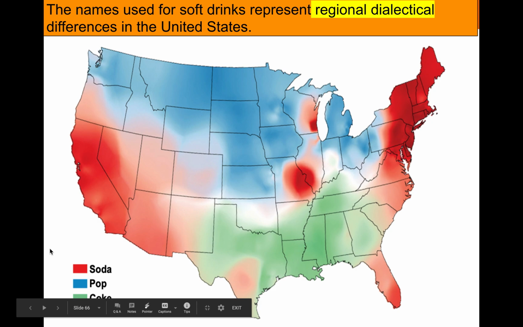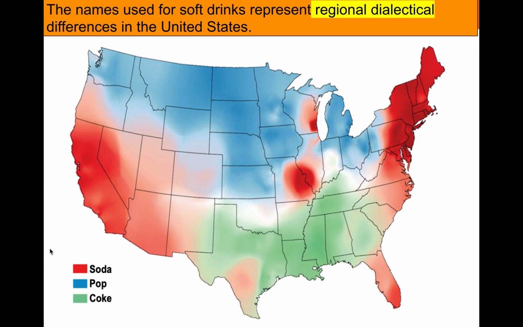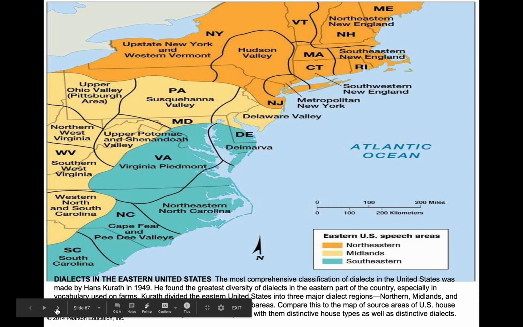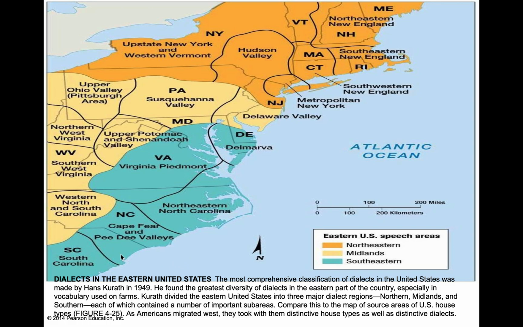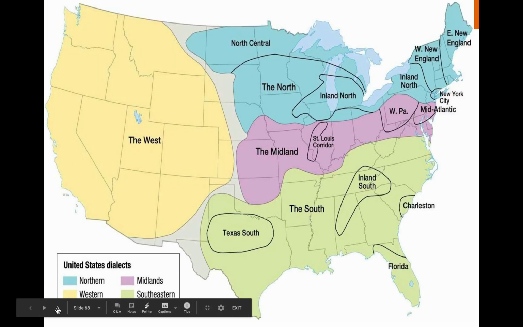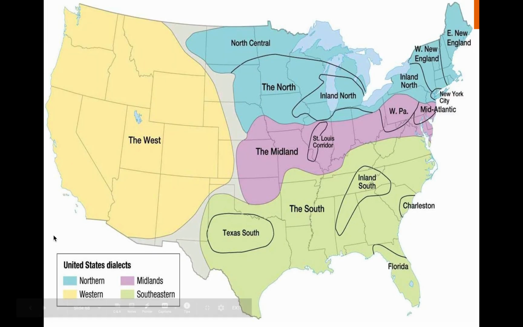Here we can see an isogloss in regional dialects of the United States when it comes to the reference to soft drink. We can see that in the north we tend to call it pop, whereas in the south they tend to call it Coke. And then soda on our coasts. Here shows you the 3 regions and the 3 main dialects that came with colonial America. Here are the U.S. dialects that are noted in your book today. So 4 main dialects in the U.S.